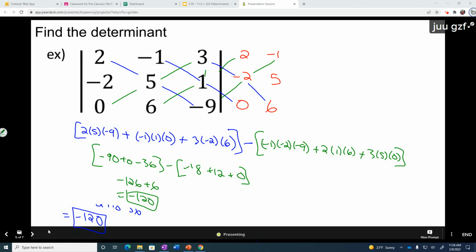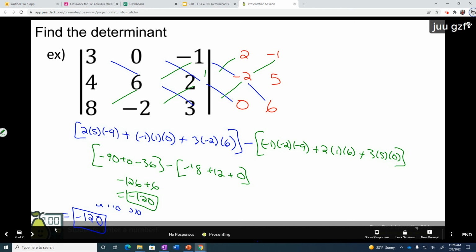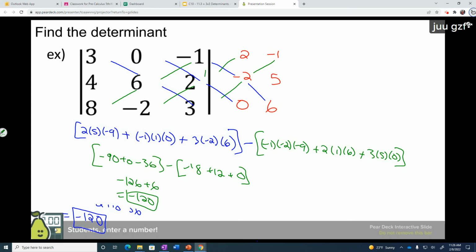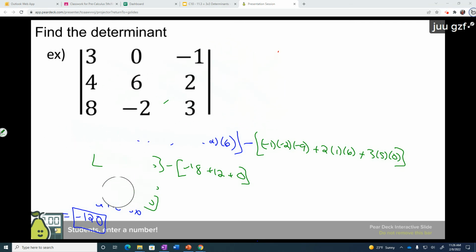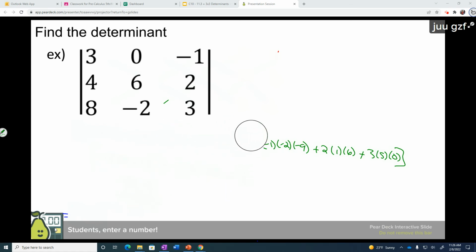All right, I want you guys to try this second one on your own here. Choose one of the methods. Don't just do it on the calculator. You got to do it by hand. But choose one of those and see what answer you get, and then put it in there on the Pear Deck problem here. Try to figure that out. Then you can check your answer on calculator.